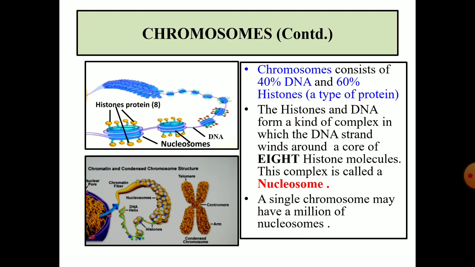Now, let us see its chemical composition. Chromosome consists of 40% DNA and 60% histones. Histones are a type of proteins. The histones and DNA form a kind of complex in which the DNA strands wind around a core of 8 histone molecules. This complex is called a nucleosome. You can see in the diagram that there are 8 histones which are tied up together, and that whole structure is called a nucleosome.